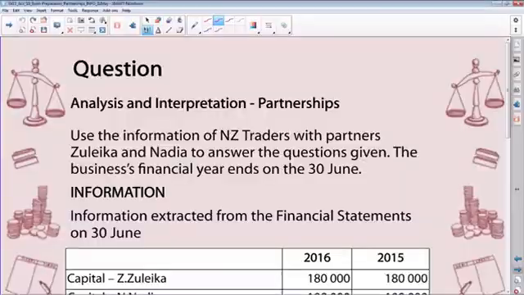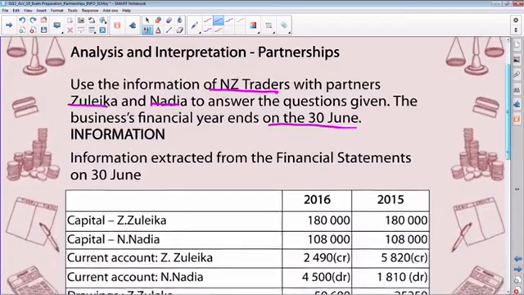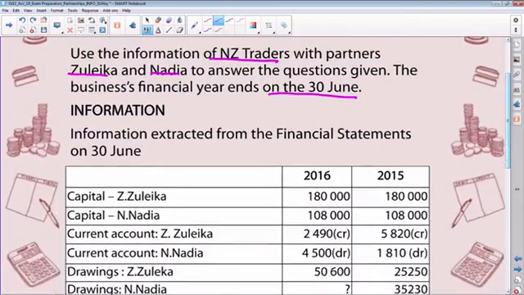Right, now the information that we are given, or the question that we're given, use the information of NZ traders with partners, Zuleika and Nadia, to answer the questions given. The business's financial year ends on the 30th of June. So let's now look at the information in front of us. Right, so the information was extracted from the financial statements on the 30th of June.